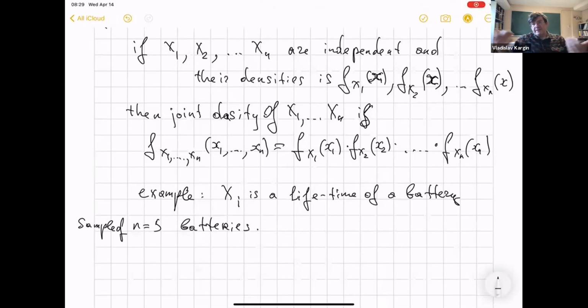So if you have a sample of the batteries, you can think about them so that their lifetimes are independent from each other. If you already know the parameters, the mean of this random variable, then the lifetimes arise around this mean, and they're independent. The lifetime of one battery doesn't affect the lifetime of another battery. So you can say that x1, x2, through x5 are independent.